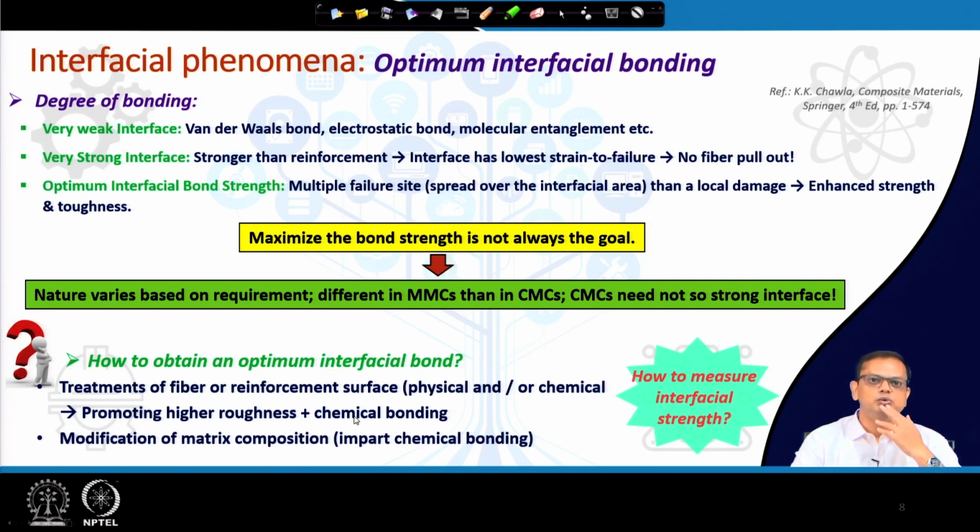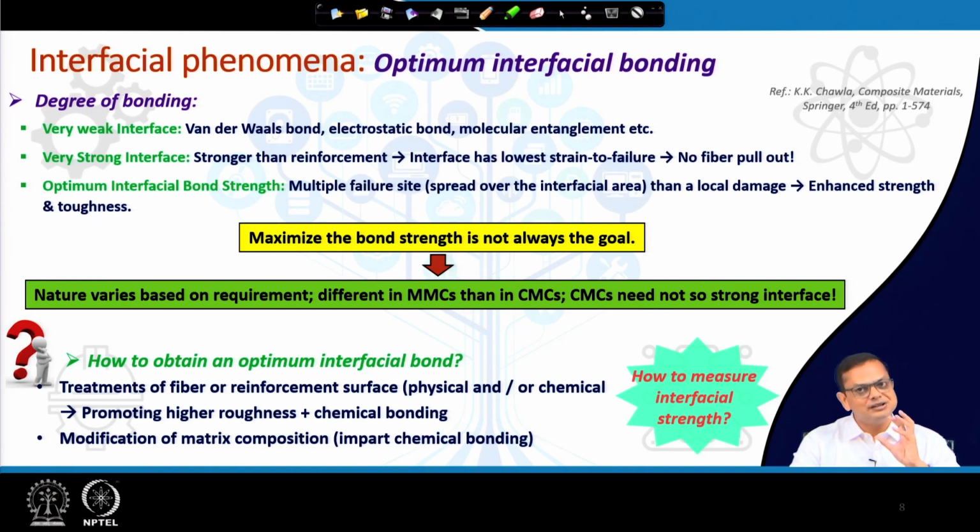For example, we can treat the fiber or reinforcement surface physically or chemically. That means we can control the level of roughness, we can have macro roughness, we can have micro roughness. So, we can have a certain kind of surface area which would promote mechanical bonding as well as some kind of chemical bonding, or at least higher surface area and better load transfer. Plus, we can also treat the fiber surface or the reinforcement surface so that it promotes some kind of chemical bonding.